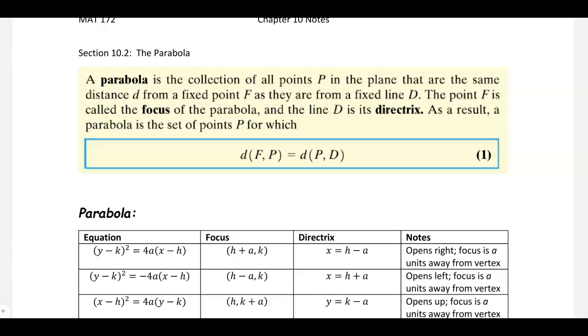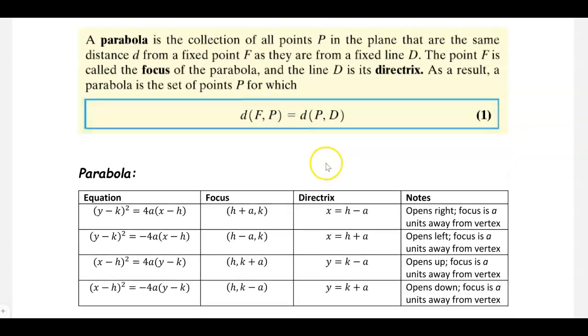So what is a parabola? A parabola is a collection of all points in the plane that are the same distance from a fixed point as they are from a fixed line. Now that line we're going to call the directrix, and that fixed point is going to be called the focus. So the distance between the focus and any point P on that graph is going to be the same as the distance between that same point P and the directrix, that line.